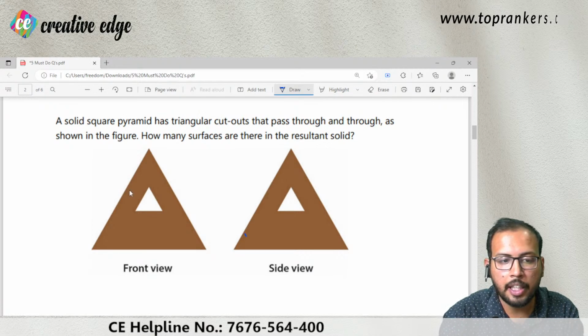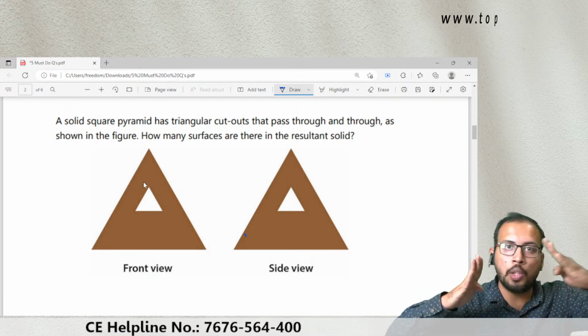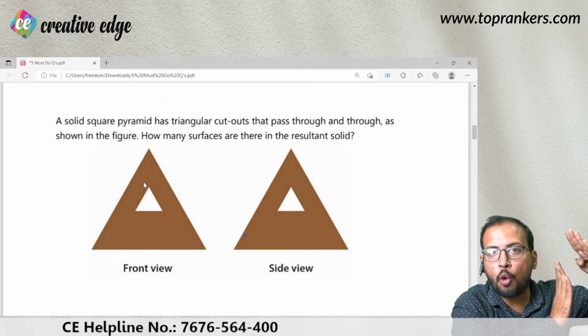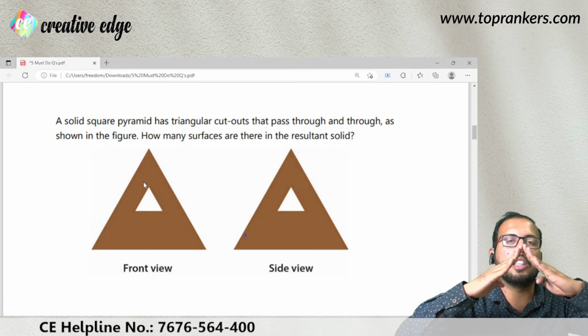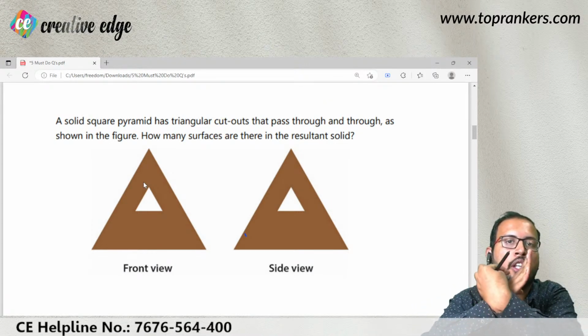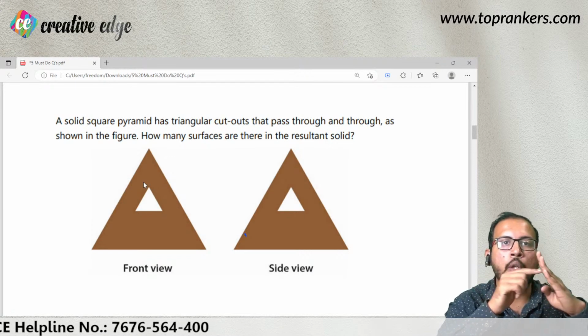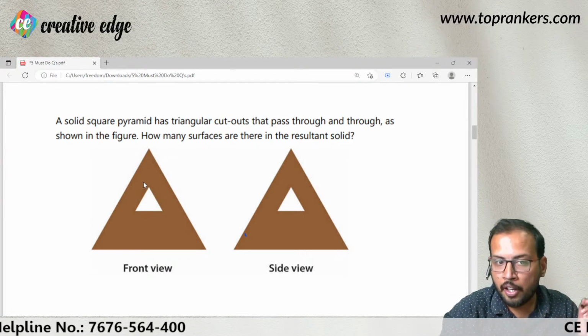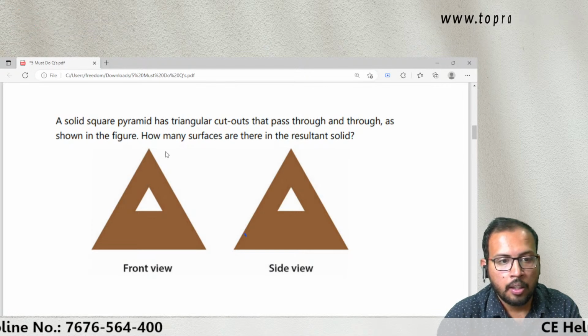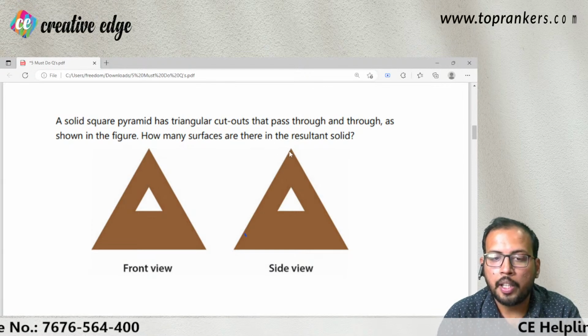Now what do you mean by this line? That from one surface to the next surface, which is just opposite to it. So if these are the two surfaces of the pyramid, you made a cutout from this side and you ended up at this side. Now, how many surfaces are there going to be in the resultant solid?